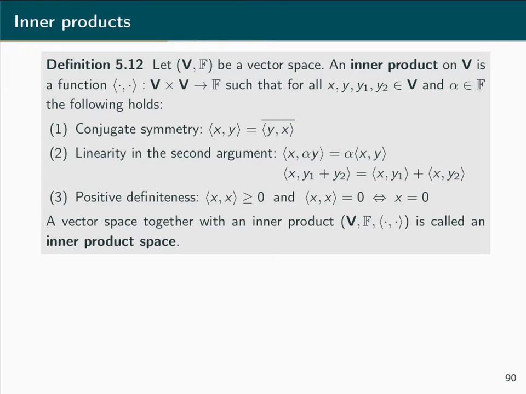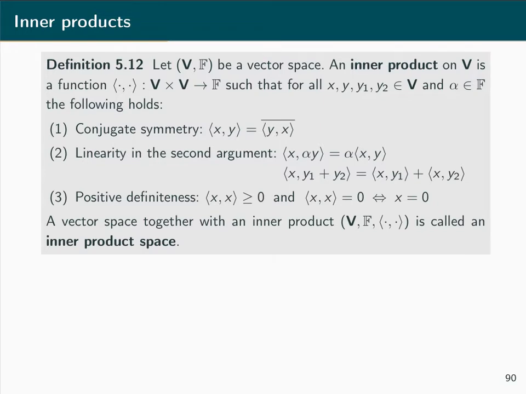Let V be a vector space. An inner product on V is a function that maps two vectors from V into the field such that for all vectors x, y, y1, y2, and all scalars alpha, we have the following three properties. First, conjugate symmetry, which means that whenever we take an inner product of a vector x with another vector y, then this equals the complex conjugate of the inner product of the vector y with the vector x.